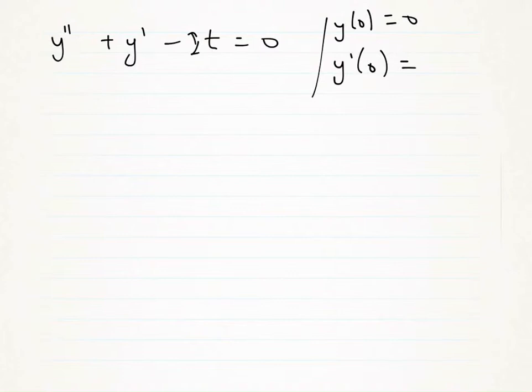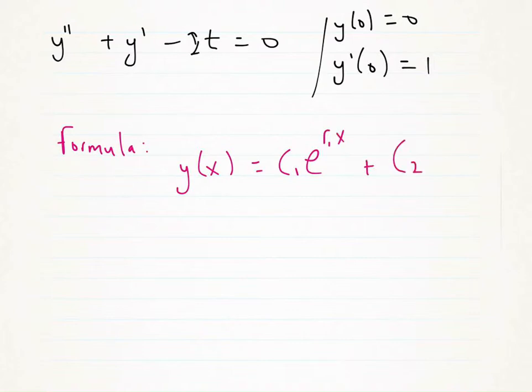For this one with the second order, we have a formula that you need to know, and that is y of x is equal to c1 e to the r1 x plus c2 e to the r2 x. This is the formula you need to remember.